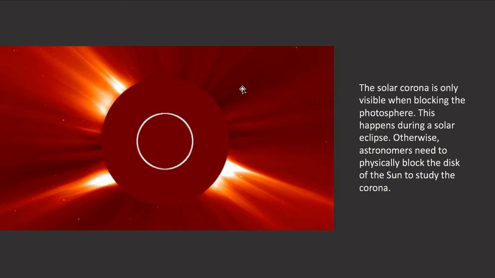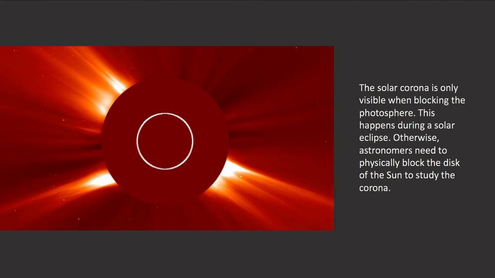Now, the only time we can see the corona is when we block out the light from the sun. So you either have to physically block it out, like in this image here, the astronomers pointed a telescope at the sun with a disk to block the photosphere. And then when you do that, you can see the corona around the outside. The other time we can see this is during a solar eclipse, when the moon passes in front and blocks the light from the photosphere. Then you can see the solar corona.